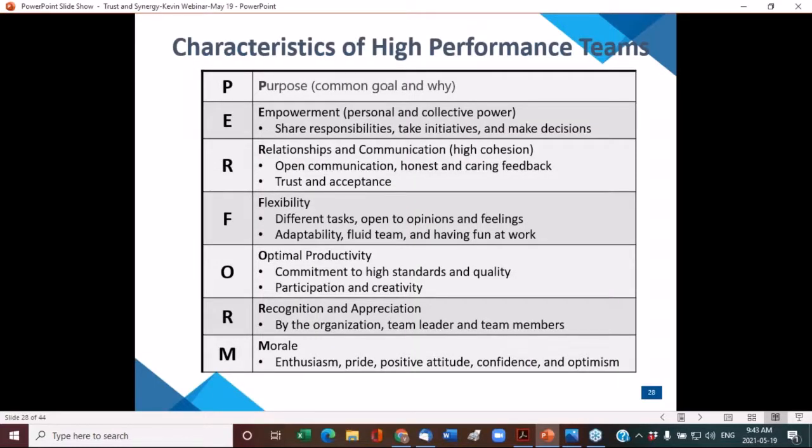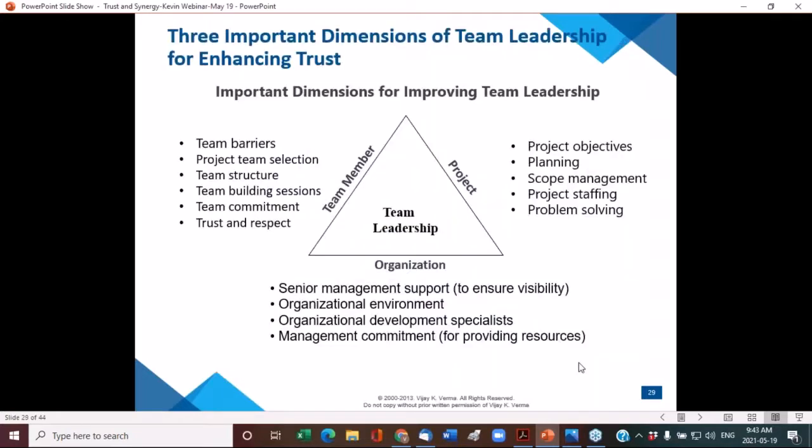And these are the characteristics of high performance teams I just came up with. In my books, actually, I used lots of acronyms, which is the purpose, empowerment, relationships, flexibility, optimal productivity, means commitment to high standards, recognition and appreciation, and morale. This is very, very important as an element of trust, means people feel enthusiastic, pride, positive attitude, confidence, and optimism. These are the three important dimensions of team leadership for enhancing trust. You need to look after the team member side, project-related things, and the organizational related things.